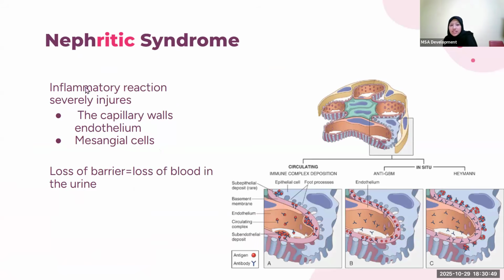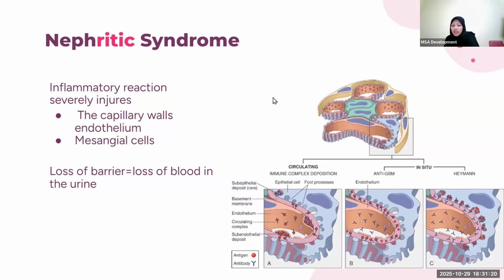Moving on to nephritic syndrome, I highlighted this so you can always remember inflammatory reaction, which causes injury to the capillary walls. So now we moved from the podocyte to the endothelium. So now it's capillary and mesangial cells. This loss of barrier is going to cause loss of blood in the urine. So nephrotic was loss of protein. Nephritic is loss of blood, so hematuria, most of the time more than the protein.